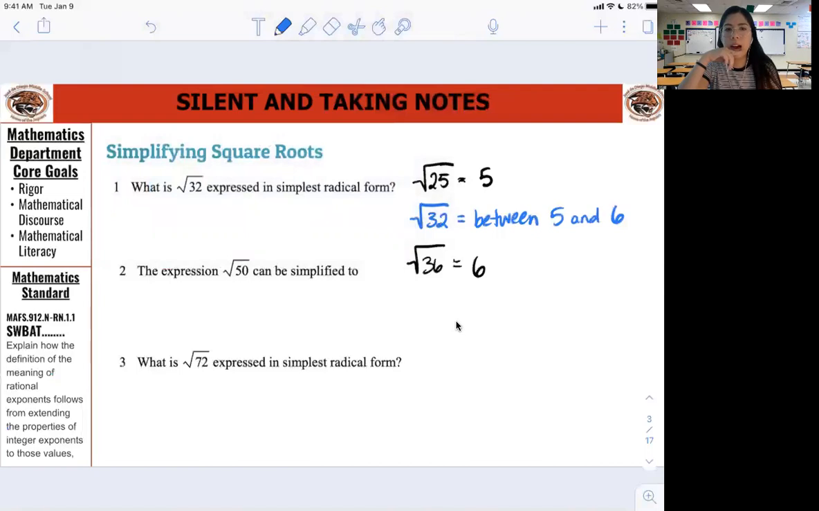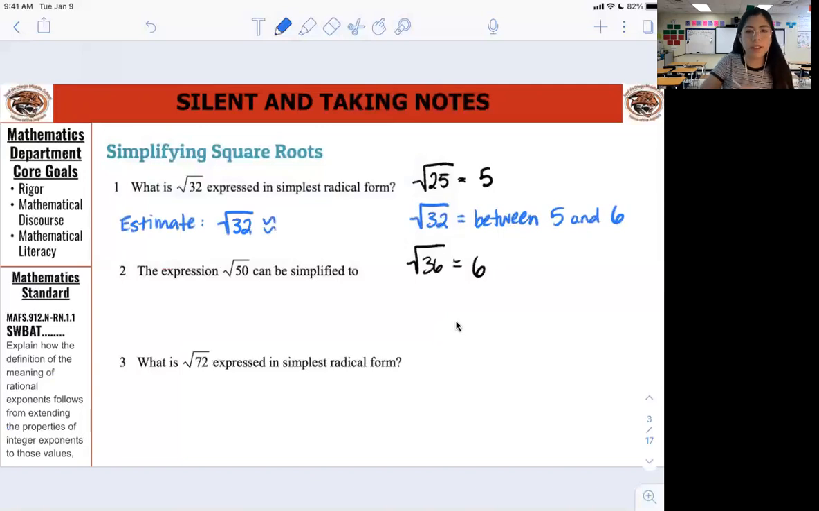Now, is it going to be closer to 5 or closer to 6? Closer to 6, right? The number 32 is a little bit closer to 36. So we can make a good estimate of the square root of 32.